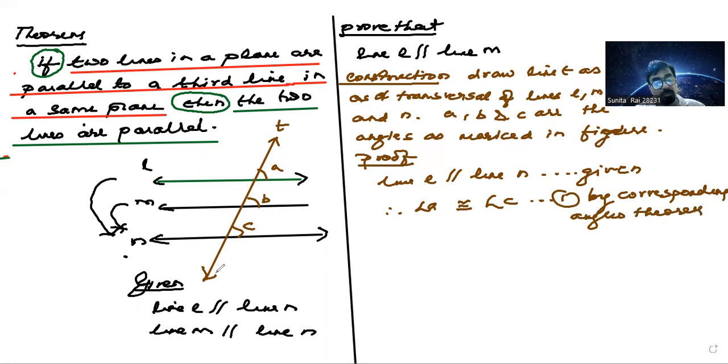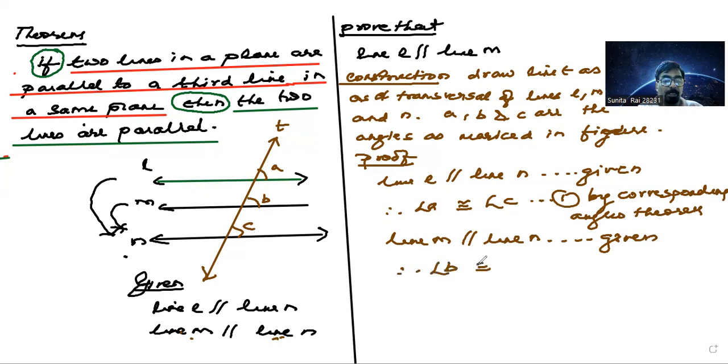Now, after this, what is the next given information? M parallel N, line M parallel line N, given as children. Therefore, I can say angle B is congruent to angle C. Step number 2, by corresponding angles theorem.